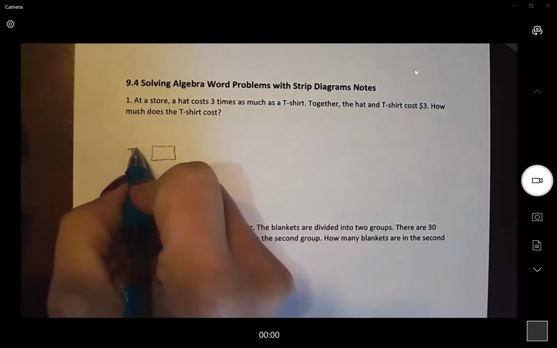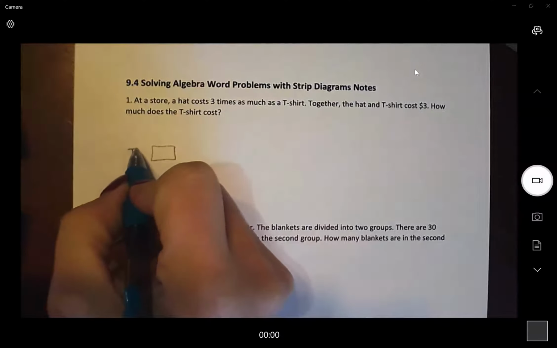If you want to pause and try to do this number 2, and then come back and see how you did on it, go ahead and do that. So here there are 180 blankets at a shelter. The blankets are divided into 2 groups. There are 30 more blankets in the first group than in the second group. That means we're just going to have 2 groups.